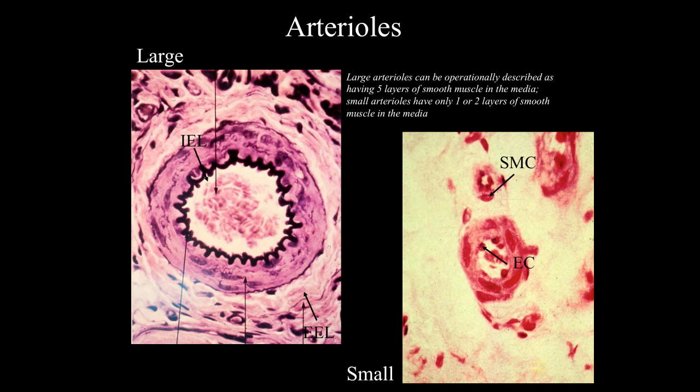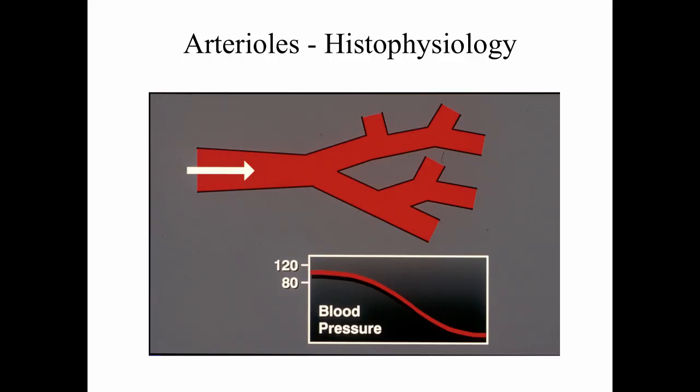The small arterioles may only have 1 or 2 layers of smooth muscle in the tunica media. Here you can see on the small arteriole an endothelial cell and perhaps 2 layers of smooth muscle cells. Here I think I can see maybe 1, perhaps 2, perhaps 3 layers of smooth muscle cells on this little bit larger arteriole. And if you look at the histophysiology of the arterioles, lots of branching.